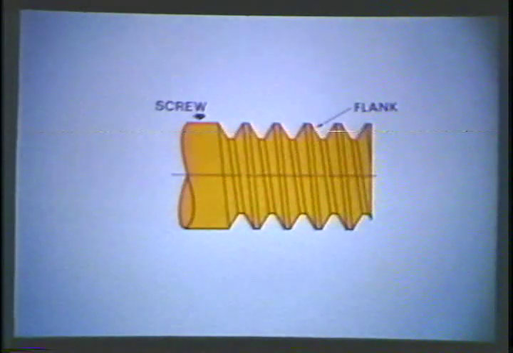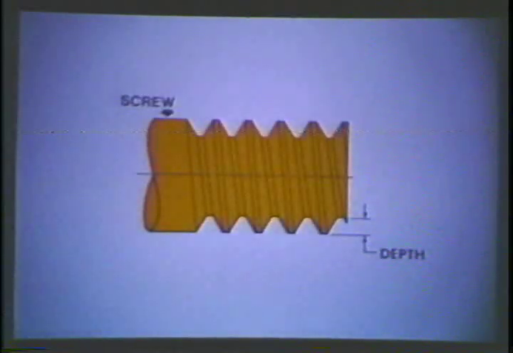This whole side of the thread wall that connects the crest and the root is called the flank. Drop an imaginary plumb line from the root of these threads to the crest. The length of that imaginary line is known as the depth of the thread. Depth, to define it, is the perpendicular distance from the crest to the root.